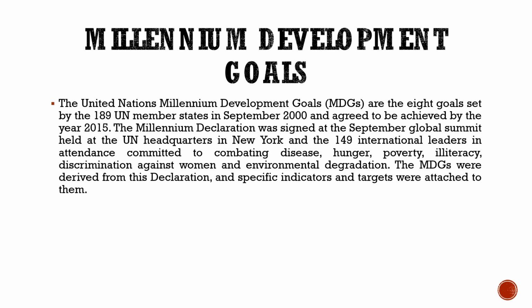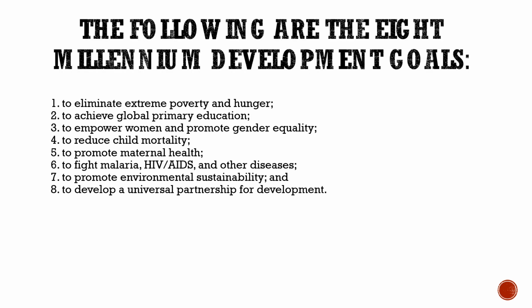Now let us look at what these 8 goals are. The following are the 8 Millennium Development Goals. First, to eliminate extreme poverty and hunger. Second, to achieve global primary education. Third, to empower women and promote gender equality.